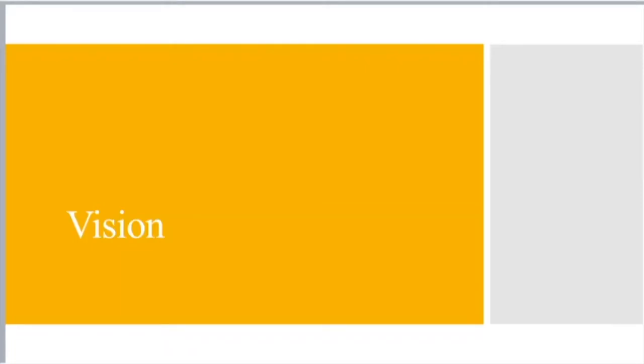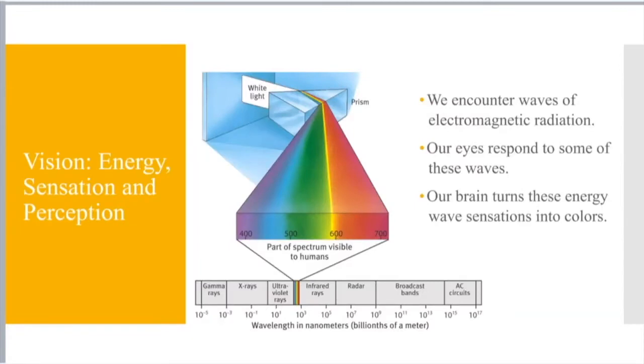So we're going to get started right away just talking about vision and how our eyeballs and our brain actually engage in that particular sensation, right? Remember, sensation being our actual perception of a stimulus. And in this case, vision is when we encounter waves of electromagnetic radiation. We know that our eyes respond to some of these waves, but not all of them.